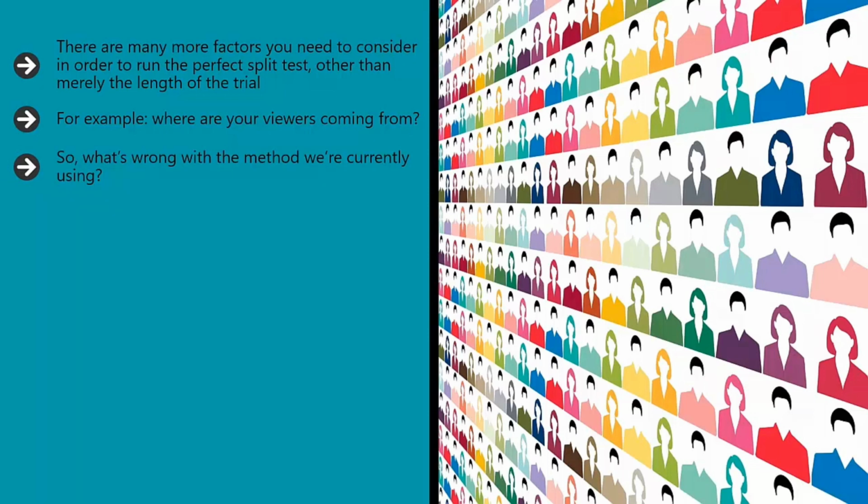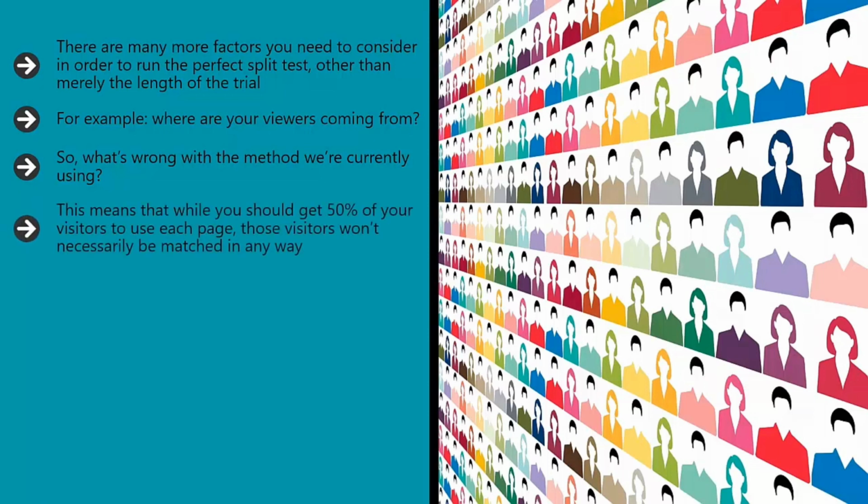Well, if you use the redirect method described earlier in this training, then you'll essentially be sending visitors to one of 2 websites based on completely random chance. It's effectively a coin toss. This means that while you should get 50% of your visitors to use each page, those visitors won't necessarily be matched in any way. Pure chance might mean that everyone from Asia ends up on one version of your website, while everyone from the US ends up on another.